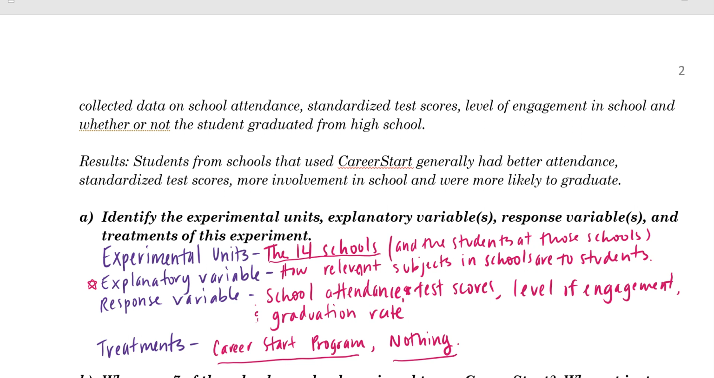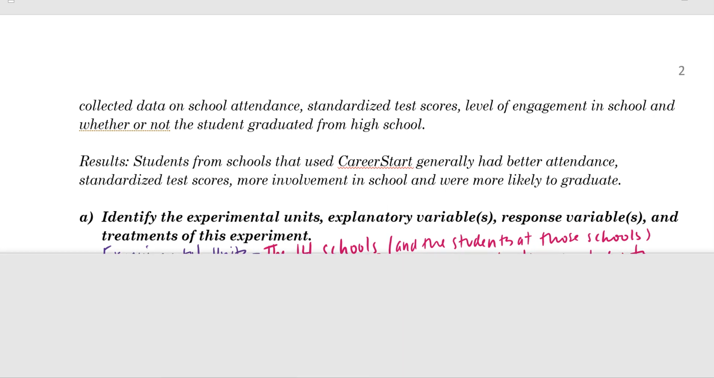Response variable. This is what they actually measured in the experiment. It says that they followed the group of students and then gathered data on school attendance, test scores, level of engagement, and graduation rate. So in this case, we had multiple response variables, and it's precisely what they listed. So response variable is very, very specific. Treatment is very, very specific. And then, of course, the treatment was either the school used the Career Start program or it did not. So the 2 treatments were the Career Start program or nothing, which has us go into the next question.